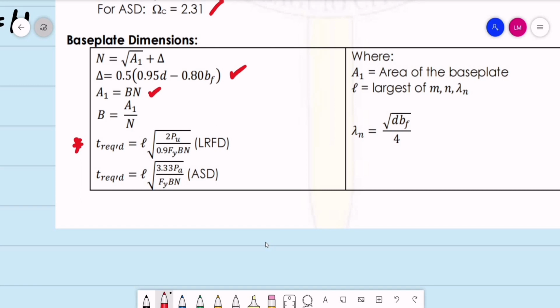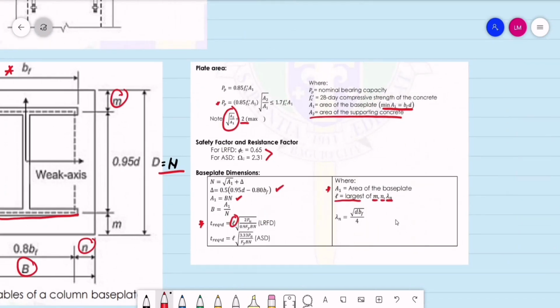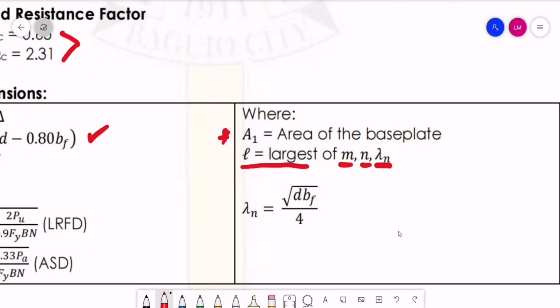So we have this L. Again, area 1 is the area of the base plate. L is the largest of m, n, and lambda n prime. So what is m? It can be computed based on the dimension of the base plate. So this is our m, n. We can compute them if we have the value of N and the value of B. Well, for lambda n prime, it is equal to the square root of the depth of the wide flange times B sub F, divided by 4.